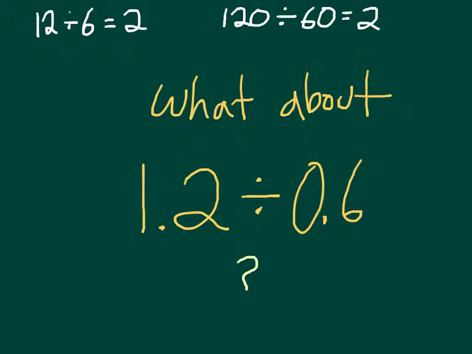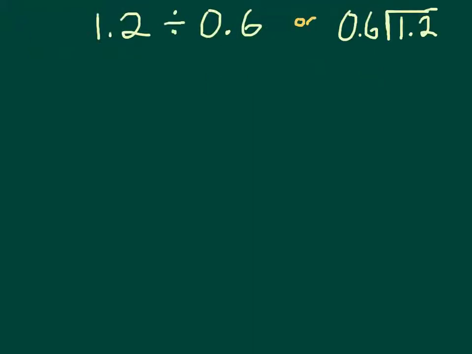I see a pattern. What about 1.2 divided by 0.6? But I'm getting kind of messed up here because I have a 0.6. I've got a decimal. I don't know how to divide by decimals. Let's see. Let's use fractions to figure it out. 1.2 divided by 0.6, that's the same thing as 1.2 over 0.6.